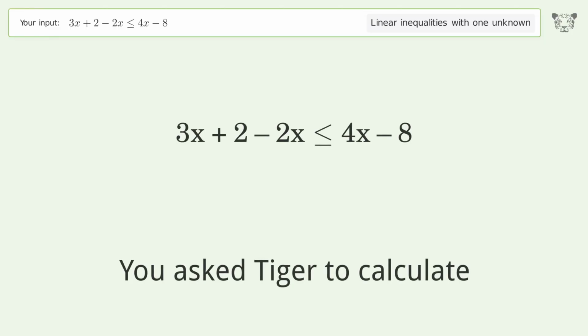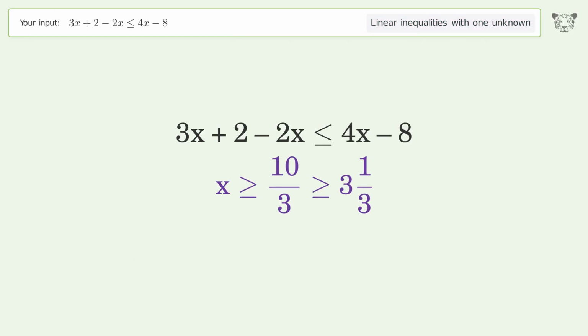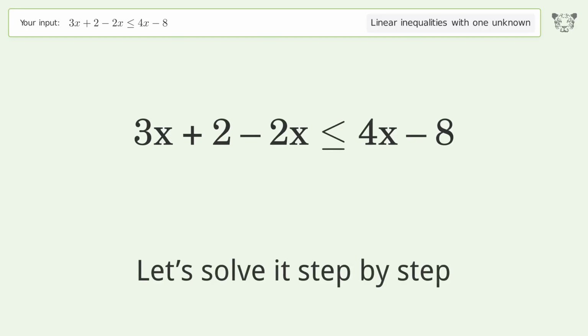You ask Tiger to calculate. This deals with linear inequalities with one unknown. The final result is x equal or greater than 10 over 3 equal or greater than 31 over 3. Let's solve it step by step.